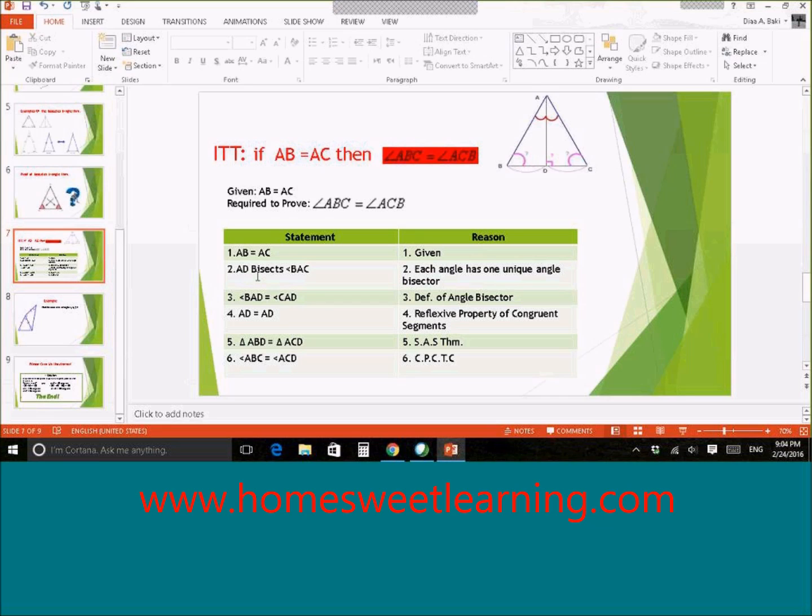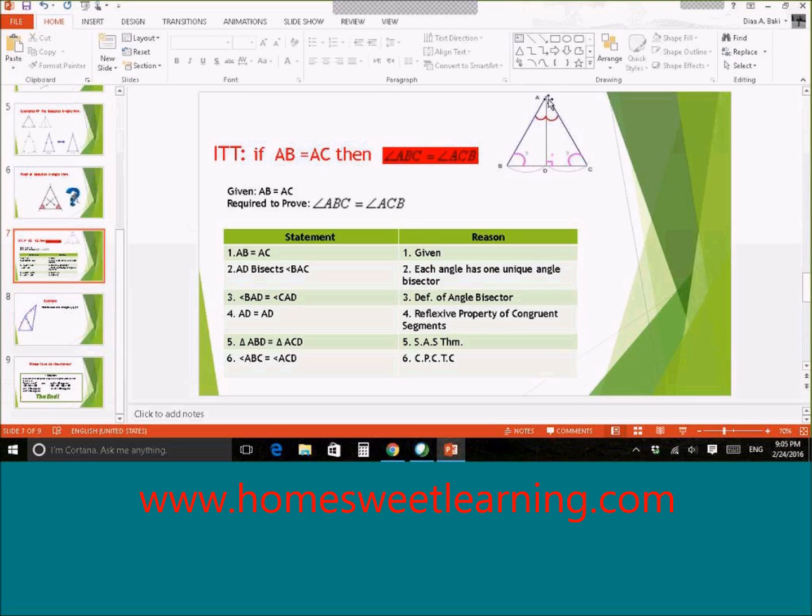So this is step 3. It comes from step 2. Since it is a bisector of this angle, it splits it into two equal parts. Angle BAD equals angle CAD. This is the definition of angle bisector. Or you can say the angle bisector divides the angle into two congruent angles.